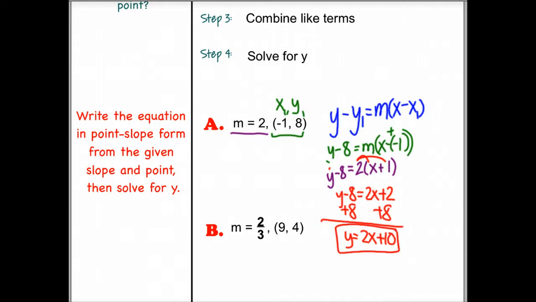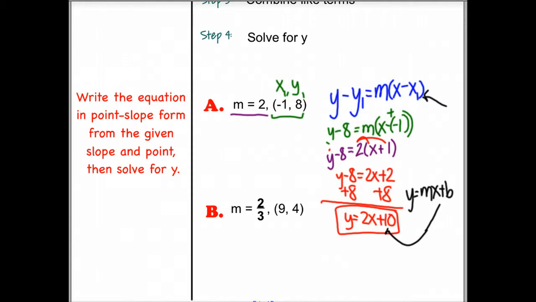And if you'll recognize from the last section, this is in slope-intercept form. So now we have y equals mx plus b. So from this new form, we can now pick out our y-intercept here. That's another fun fact.